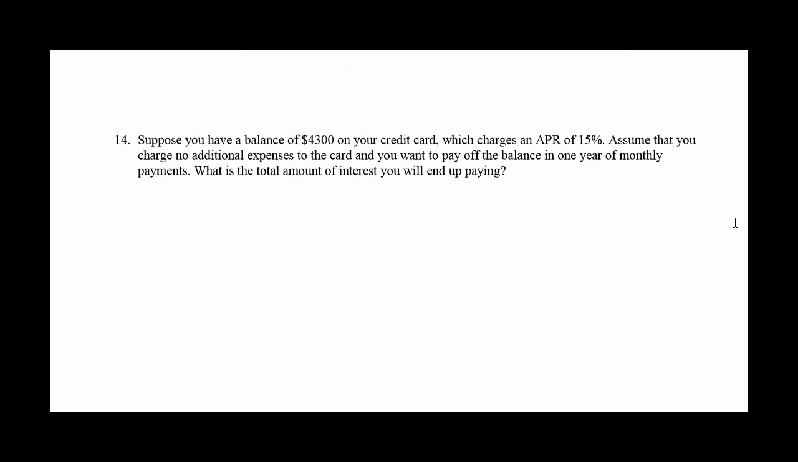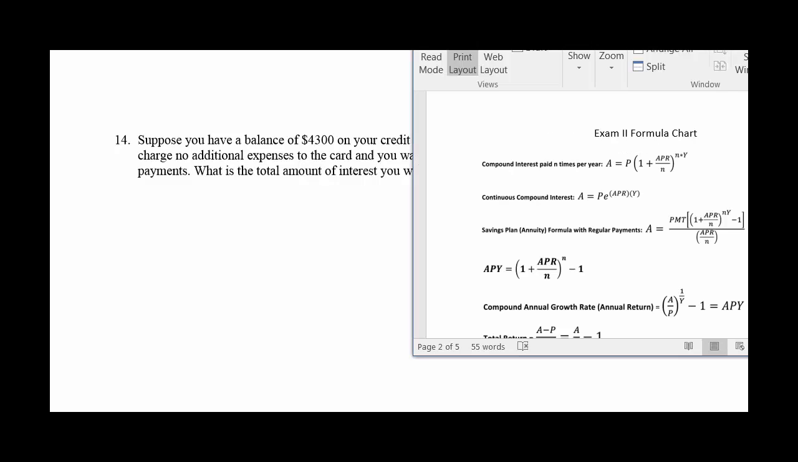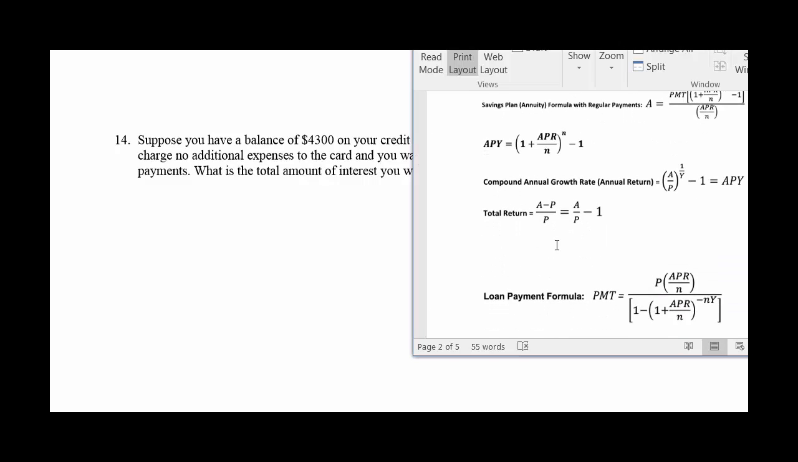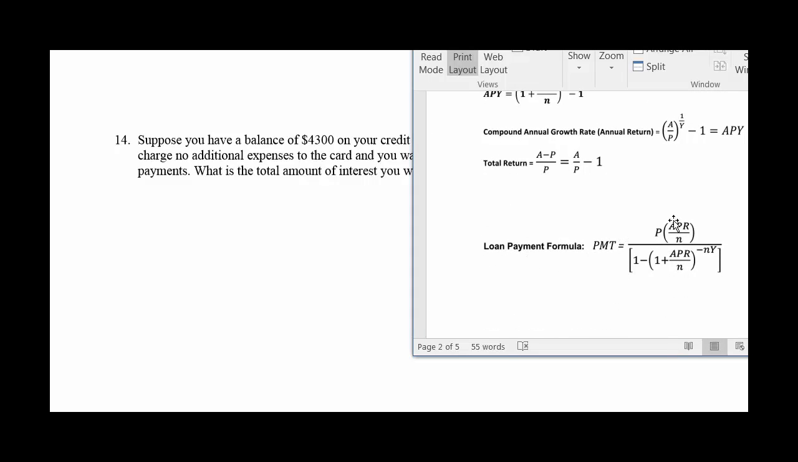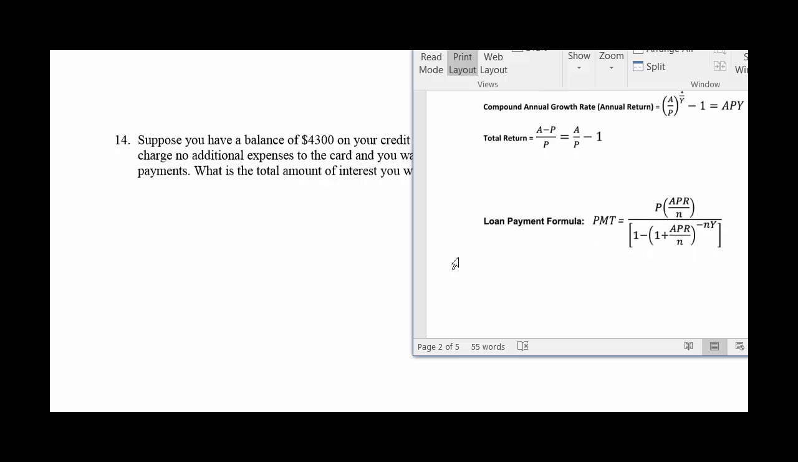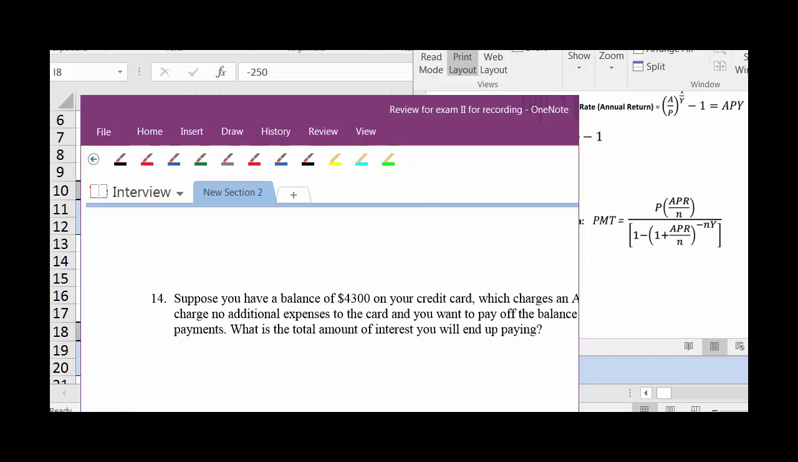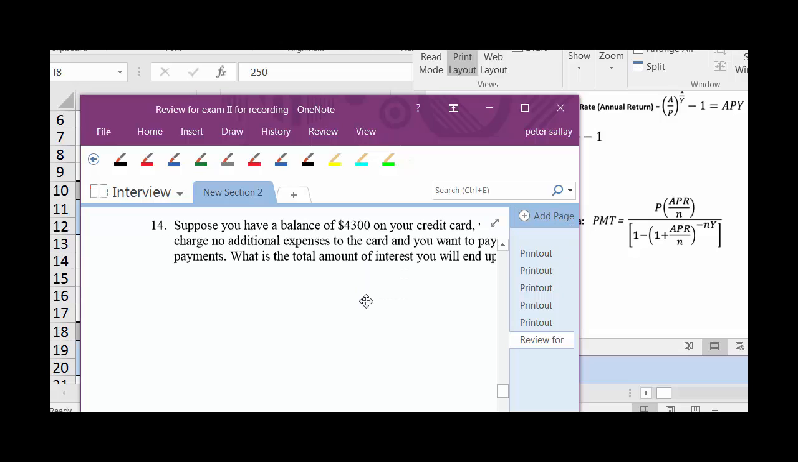All right, suppose you have a balance of $4,300 on your credit card, charges APR 15%. Assume no additional expenses to the card, and you want to pay it off in 1 year of monthly payments. What is the total amount of interest you'll be paying? Okay. Let's see. So what we need to figure out is what our payment will be. And again, we seem to be going back to the same. Oh, here we go. Loan payment formula. So here's our payment formula that we can use. Let me get it side by side so I can write out the formula in case you want to type it in your calculator.